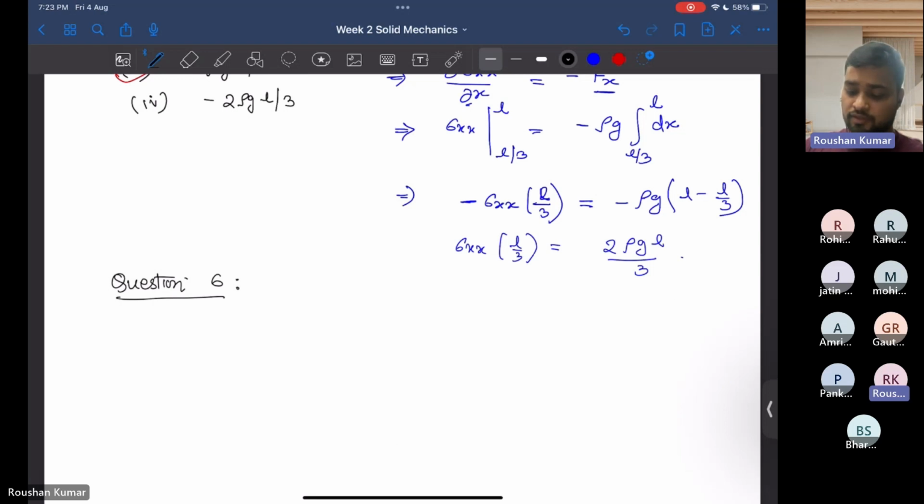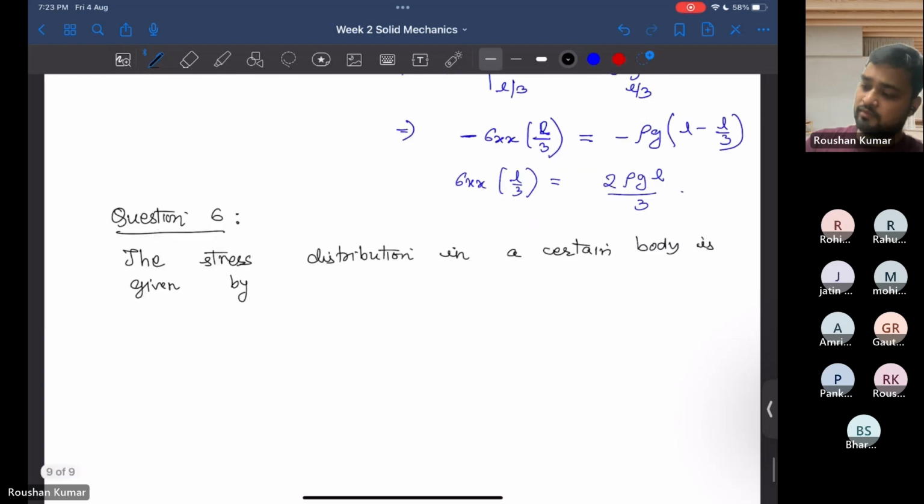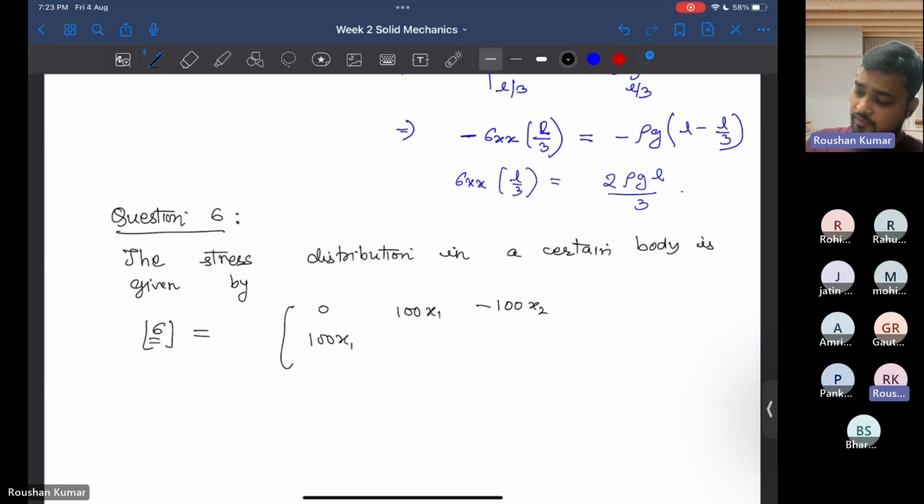This question is based on the stress tensor and its matrix representation. Question number 6: the stress distribution in a certain body is given by the stress tensor sigma with components 0, 100x1 minus 100x2, 100x1, 0, 0, minus 100x2, 0, 0, in megapascal. Okay.